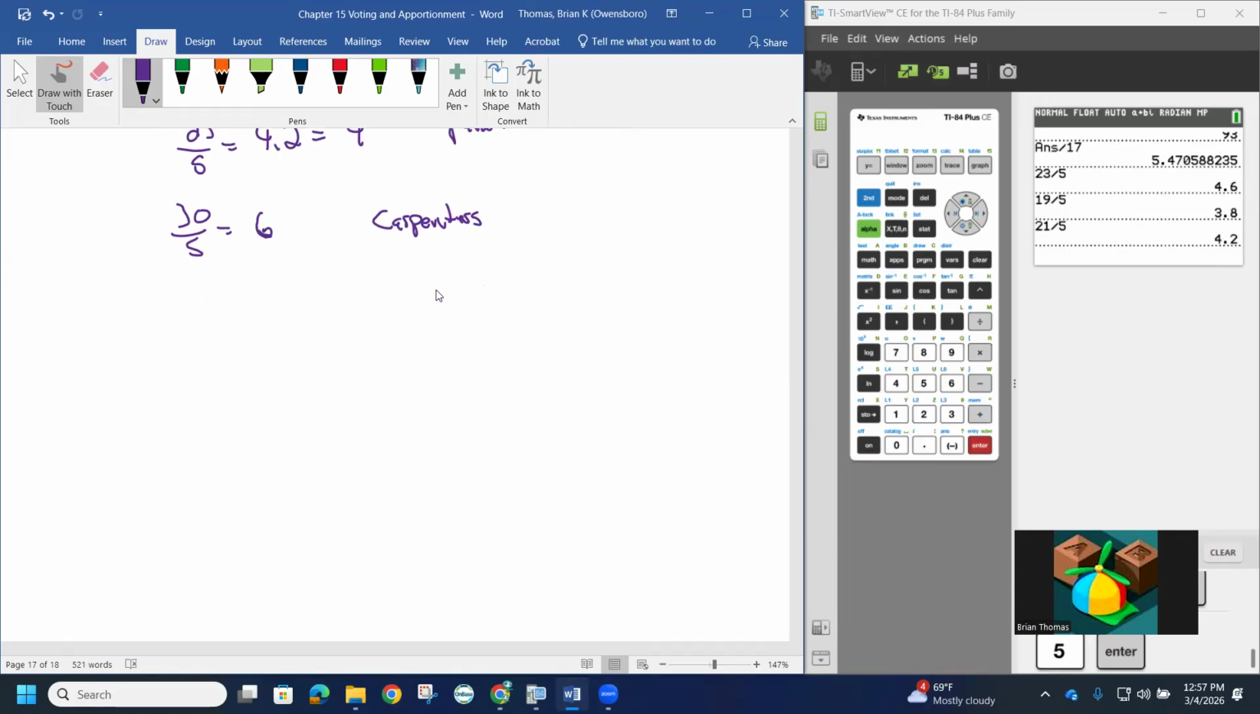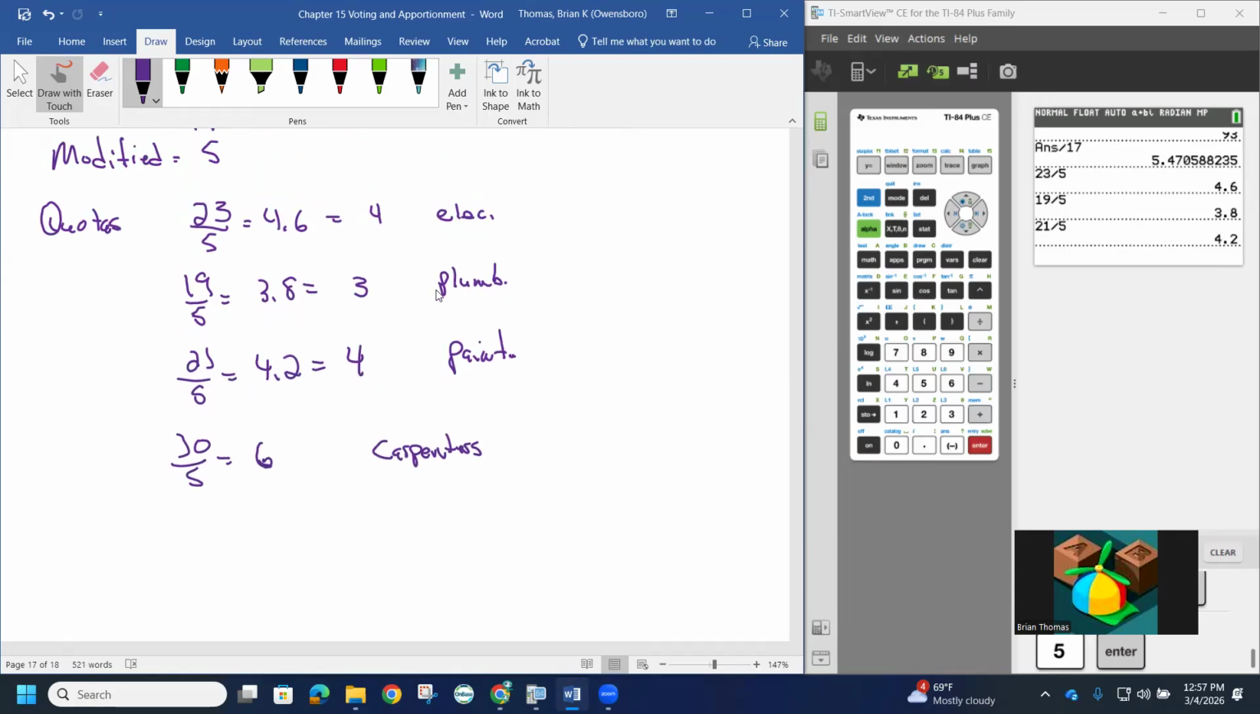If we add these all together, we're supposed to add up to 17. And actually we do. So we're done with this one, because 6 plus 4 is 10. 4 plus 3 is 7. That is 17 representatives. So 4 electricians, 3 plumbers, 4 painters, and 6 carpenters. Not so bad on that one.